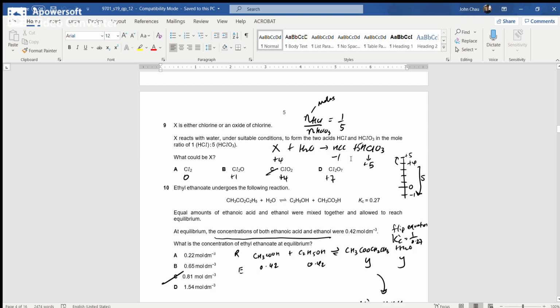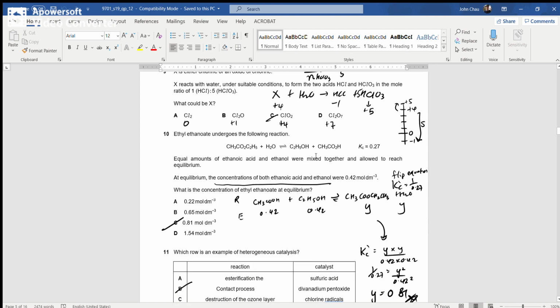Since we have these products, the oxidation state is -1 in one and +5 in the other, and we know the ratio is 1 to 5, which means there will be 5 HClO3. So we want the best state to suit the change in oxidation state for both elements. To have 5, the difference has to be 1 unit, so that's why we choose +4. I can show you here how it occurs: 4 to 5 is 1 unit, and 4 to -1 is 5 units. 5 times a change of 1 unit.